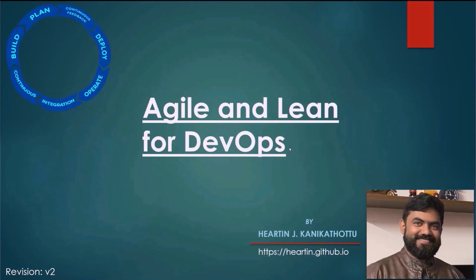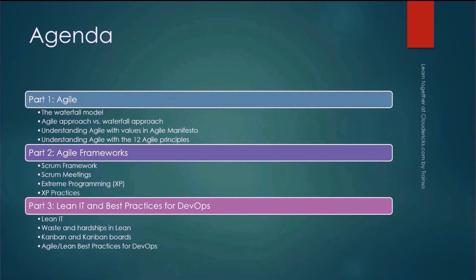Agile and Lean for DevOps is divided into 3 parts. In part 1, we will be discussing Agile. We will briefly discuss the Waterfall model, the Agile approach versus the Waterfall approach, understanding Agile with the values in the Agile manifesto, and understanding Agile with the 12 Agile principles. In part 2, we will discuss the Agile frameworks: the Scrum framework, Scrum meetings, Extreme Programming, and XP practices. And in part 3, we will discuss Lean IT and best practices for DevOps: Lean IT, waste and hardships in Lean, Kanban and Kanban boards, and Agile or Lean best practices for DevOps.